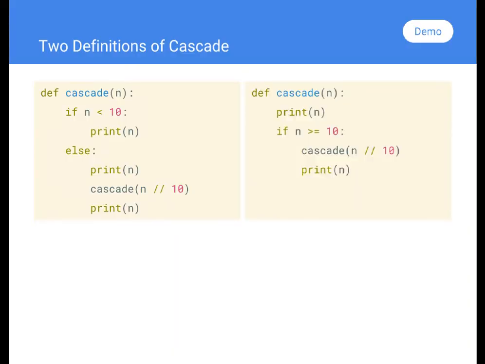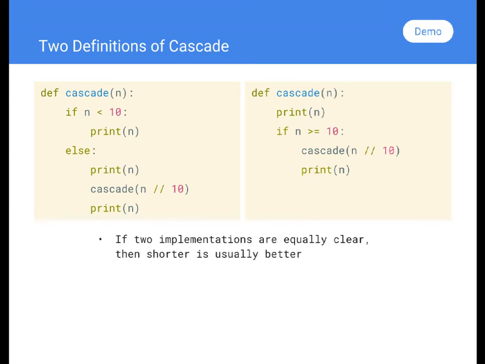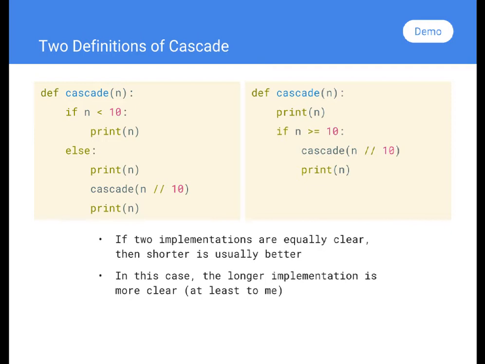And so the question is, which one should you use if you were to write this in your homework or in industry? So as a general rule of thumb, we like brevity. We like programs that are short. So this is like speaking to composition if you're thinking about Hog, for example. If two implementations are equally clear, the shorter is usually better. But in this case, I think the longer implementation is a little clearer because it says explicitly this is the base case and this is the recursive case.